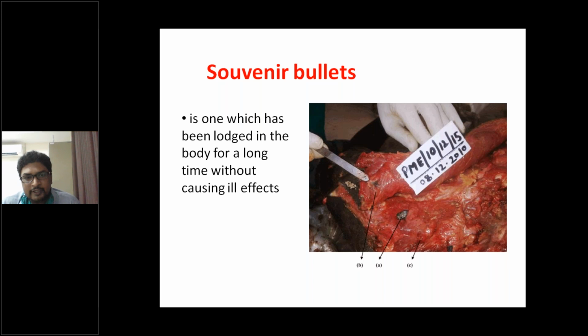So even when the bullet is inside the body, there are no ill effects because the bullet is in a place where it is not reached by the normal inflammatory response, or the bullet is not evoking any inflammatory response in the body. So they stay there for years together, maybe 10 years, and it will not cause any effects on the body. So they are known as souvenir bullets. A souvenir bullet is one which has been lodged in the body and has stayed for a long time without causing any ill effects.